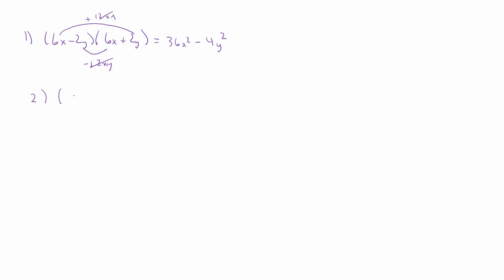So let's do 7 minus 5n, the quantity squared. Okay, so this is going to give us a perfect square trinomial. And so what that means is we're going to square our first term, so 7 times 7 is 49. Then we're going to have a minus in the middle, because we have a minus here: 2 times the first term, which is 7, times the second term, which is 5n. And then we're going to have plus 5n squared, so it's going to be 25n squared.